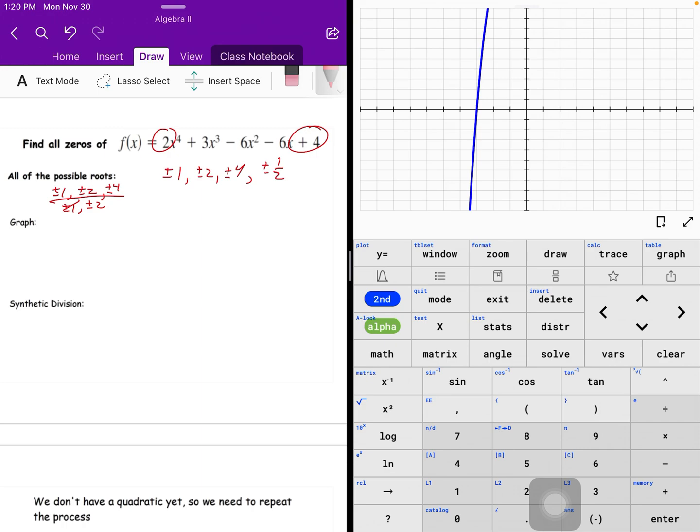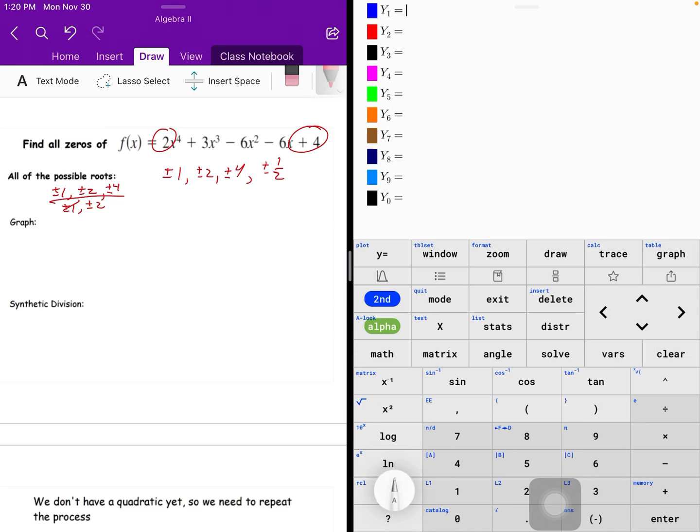Graph. I'm not asking you to actually do the graph, but you go to your graphing calculator, go to y equals. This time I hit clear to clear the whole thing. Okay, type in my 2x raised to the 4th. Make sure you arrow over once so it's no longer a little dash there. There we go. Plus 3x to the 3rd. Okay, and then I'll arrow over once. Minus 6x. And then I've got plus 4.